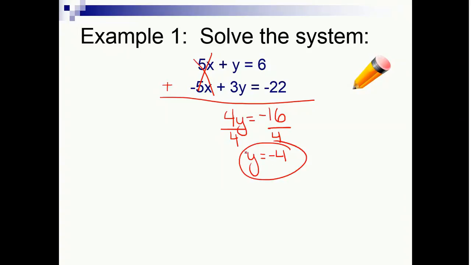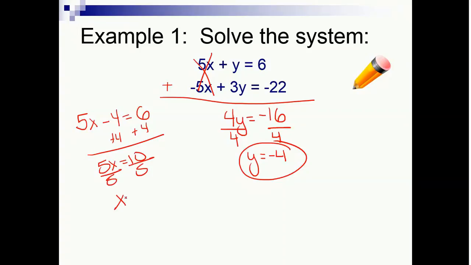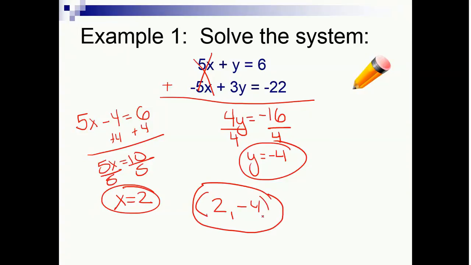Now, I need my x. The problem with elimination is you kind of have to plug it back in. There's not an easy way around it. So I'm going to plug into the top. I could plug into the bottom. Why am I plugging into the top? Easier math. I always go for the easy stuff. So I plugged in my negative 4 for my y. Let's add 4 to both sides. Divide by 5. I get x equals 2. So x does in fact equal 2. I get an ordered pair. Whoopsies. (2, negative 4).